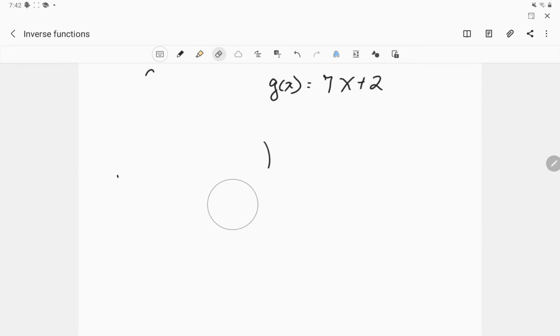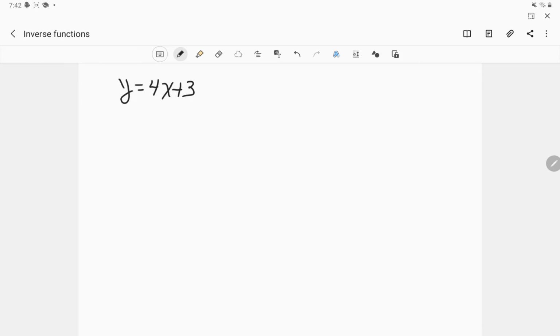Example number 4. Example number 4 says, is the inverse of y equals 4x plus 3 a function? Okay, well, first off, I know that this is a function because the x has an exponent of 1 on it, it is x to the first. That is automatically a linear function, meaning this is a straight line when I draw it.